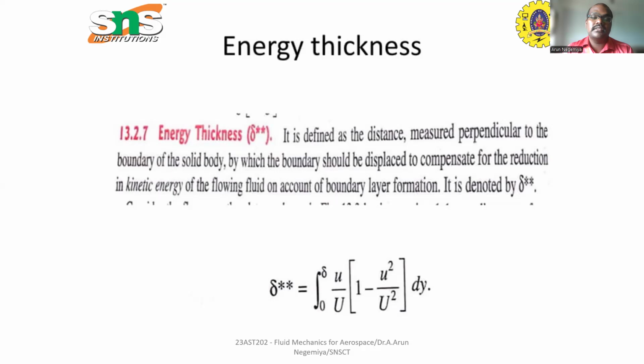The formula is the integral from 0 to delta of (small u by capital U) into (1 minus u squared by capital U squared) dy. Here small u is the free stream velocity, and capital U is the absolute velocity, and delta is the deflection of the free stream velocity.